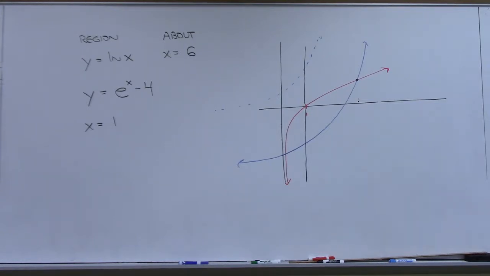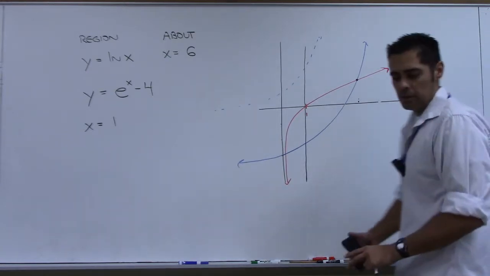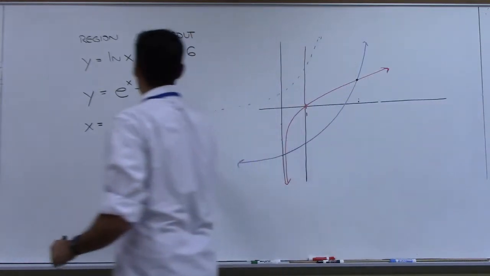E to the x minus 4. Uh-oh. My program's having problems solving this. Okay. Let's start over. Let's not move it down. Get a new drawing.